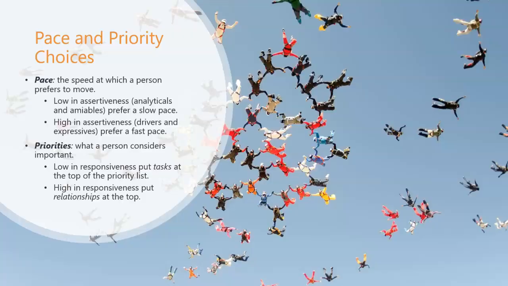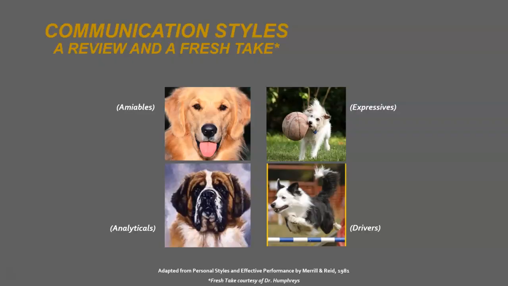So pace is also related to assertiveness, and priorities is what someone considers important. Again, related somewhat to, well, you look at this in task versus relationship. So how do you order what your priorities are? Are you more task oriented, or are you more talkative and like to build relationships? So I think all this will make more sense if I just get to the actual model.